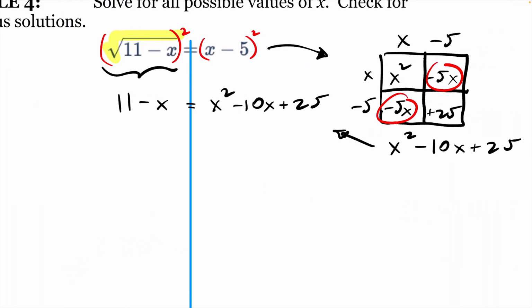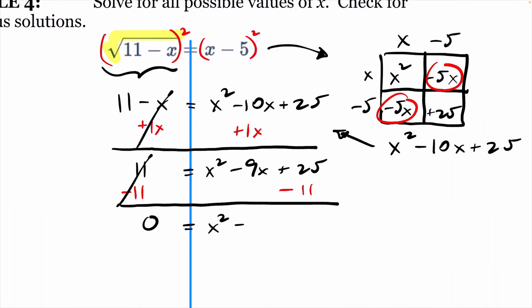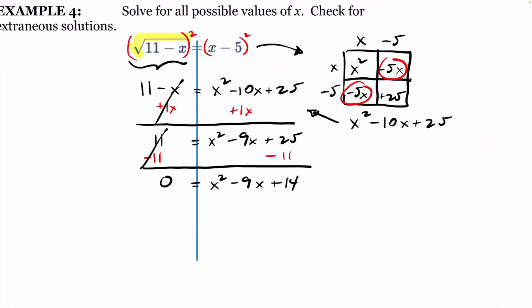So it's negative 1x, so I'm going to add 1x to both sides to try to make it a binomial or a trinomial. Minus 9x plus 25. It's positive 11, so I'm going to subtract 11 from both sides. So it ends up being a trinomial. Okay. A is 1, B is negative 9, C is positive 14.